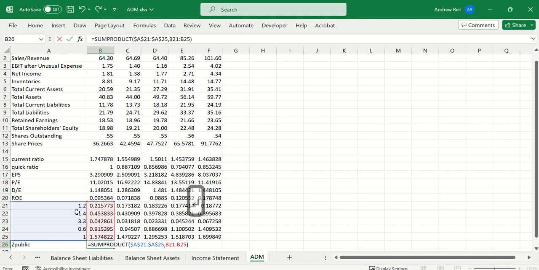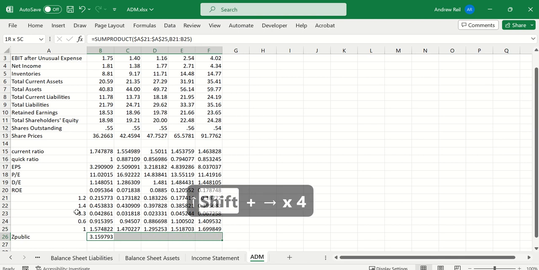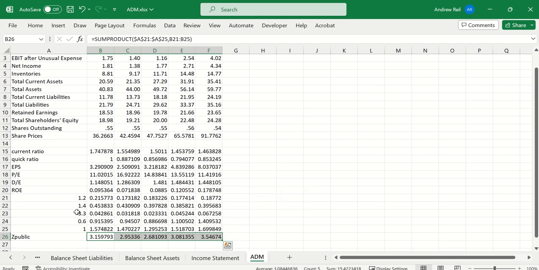And then I'm going to go enter. And then I'm going to autofill this across. I'm going to hold down Shift and select all the area I want it to autofill, and then Control R. And there it is. I have made the ratios.